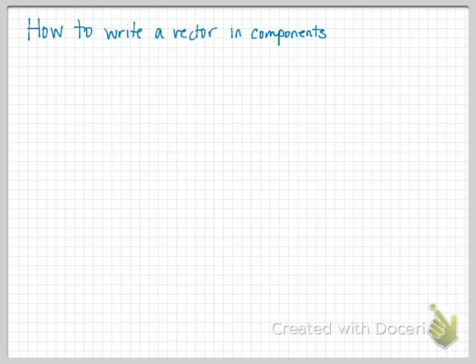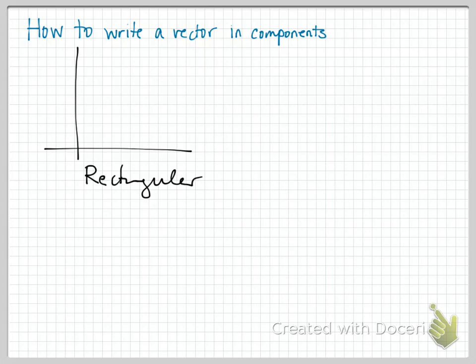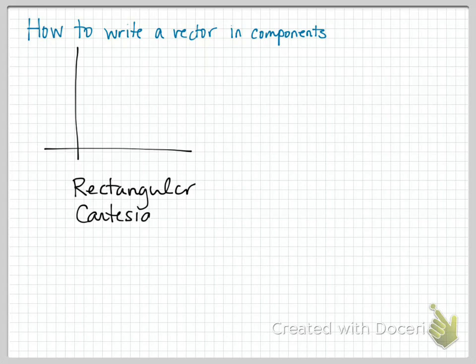The sort of picture you want to have in mind here is a rectangular coordinate system. Actually, let's leave a little bit more space. You want to think of a rectangular coordinate system, and sometimes that is also called Cartesian. You might have heard that before. So a Cartesian or rectangular coordinate system. Usually we do x on the horizontal and y on the vertical.